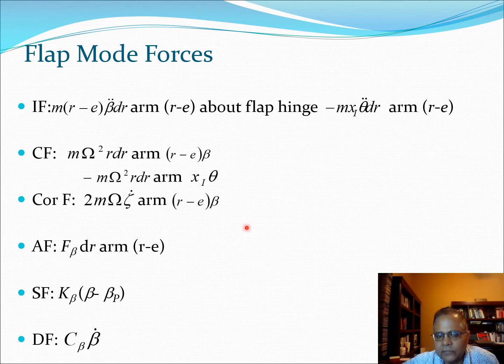There is the Coriolis force, which comes from the flap-lag problem. Then there is the usual aerodynamic force. There is the spring force. Now we have introduced beta P, which is a pre-cone. And also there is a damping force given by C beta beta dot in the usual form of damping.